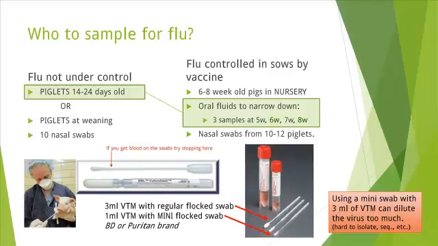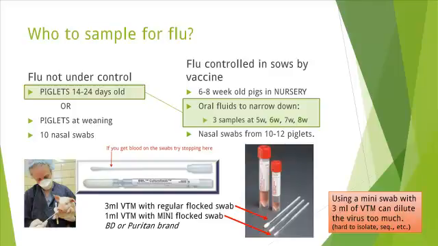The other option is a lot of people like the mini flock swabs on the young pigs. Do not use a mini flock swab with 3 mils of viral transport media. That is one of the more commonly sold products, but you can get it with 1 mil of media. It will dilute the virus too much, and it will be hard for us to both detect it by PCR and isolate it. So if you're using a regular sized flock swab, you can use the 3 mil, and that's usually what I use on sows, is the regular flock swab.